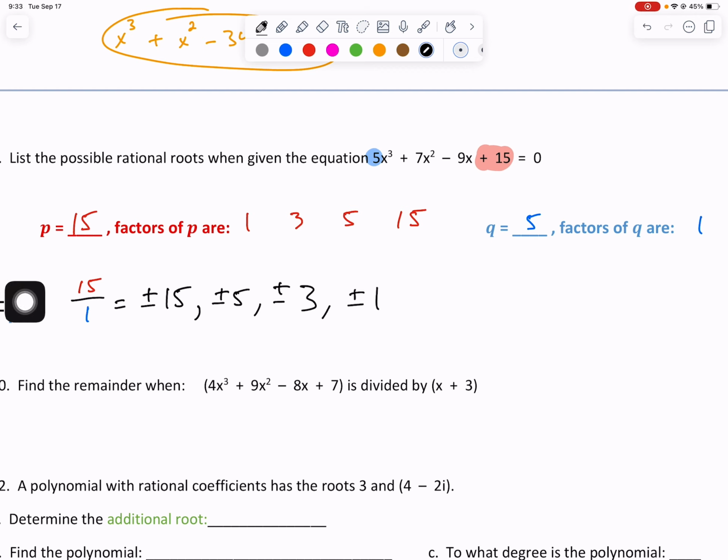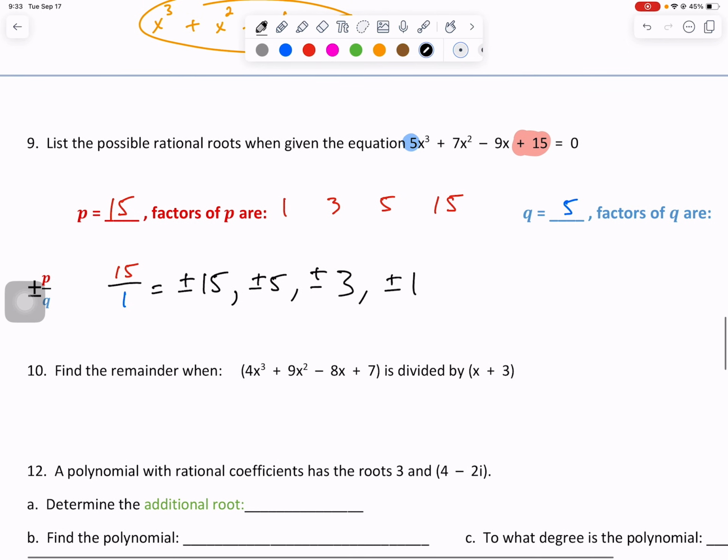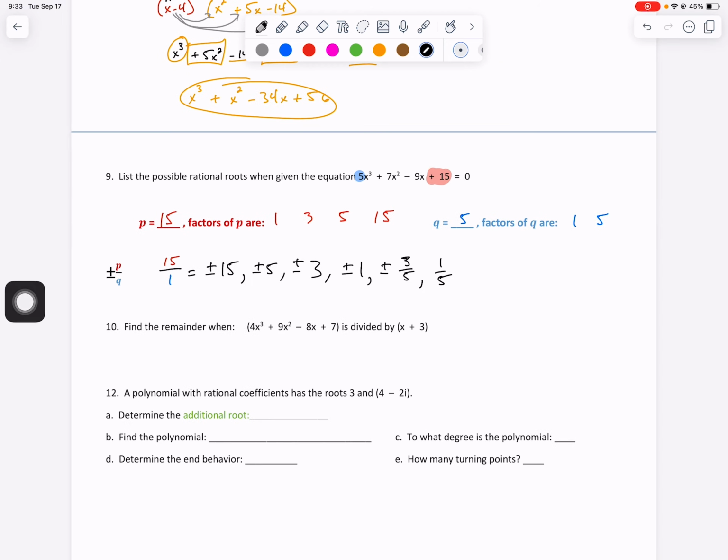We're going to do the exact same thing, but put them over the 5 now. So 15 over 5 is 3. We already have 1 there. 5 over 5 is 1. We already have 1 there. But 3 over 5 we can write out. So plus minus 3 over 5. And then we can also do plus minus 1 over 5. Go ahead and circle your answer.